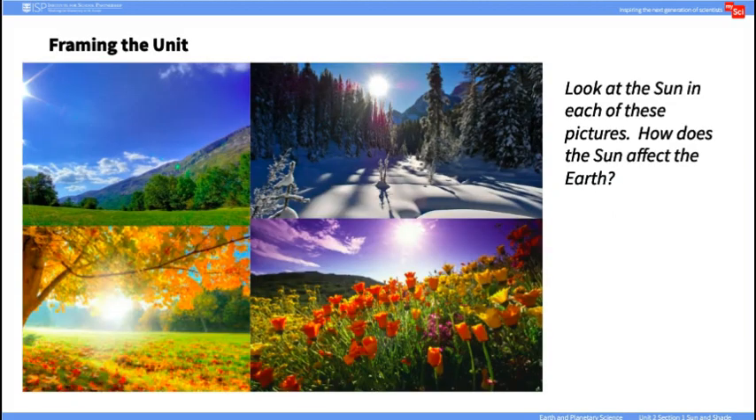Start by framing the unit for the students. Introduce them to the design challenge, and then ask them questions to get them thinking about how they can achieve this design challenge. Also, introduce the students to the unit phenomena by projecting the 4 different images shown here. Ask students to look at the sun in each of these pictures and consider how the sun affects the earth.